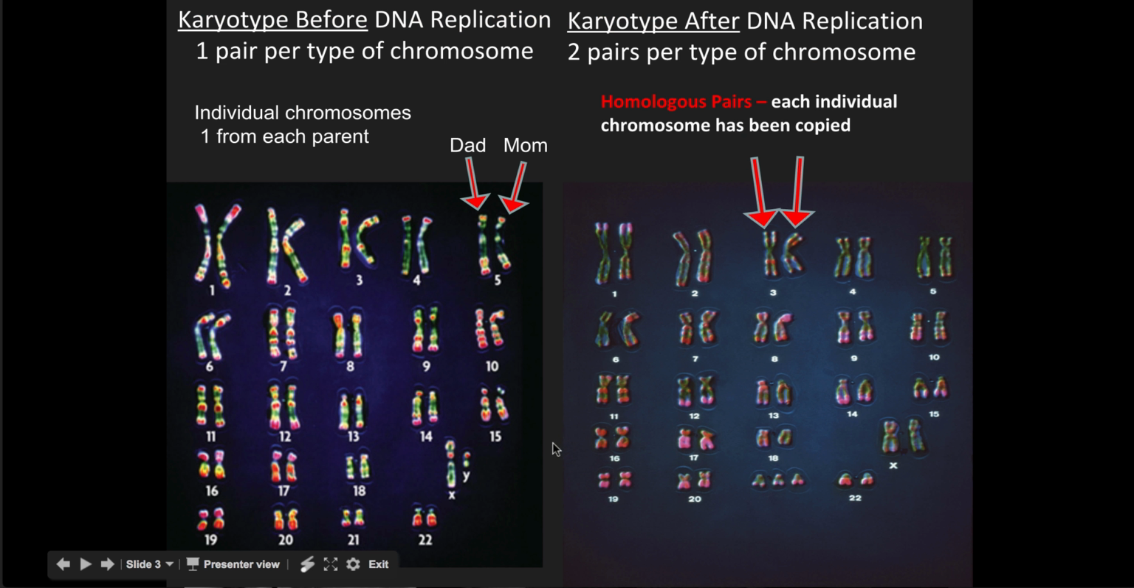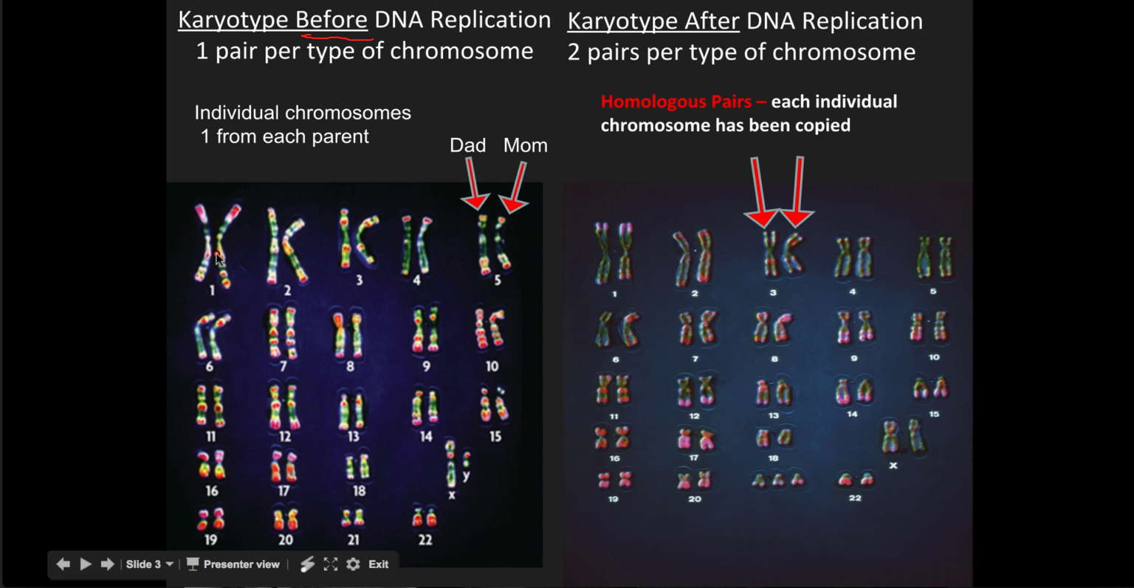Next up, we can see these diagrams. These diagrams are of chromosomes. One is before replication and one is after replication. So before replication is here. There's one pair per type of chromosome. So for chromosome 1, these are in a... karyotypes are these diagrams, and they just basically organize chromosomes based on size and shape. So this is one pair per type, one copy from each parent.